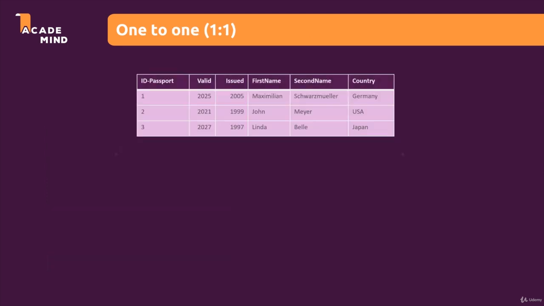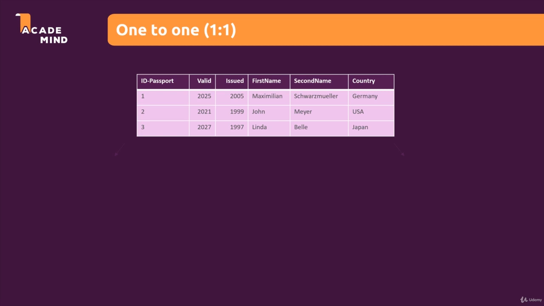For one-to-one, we can think about another table. This table right here contains passport-related information. We have the ID of the passport, again a unique ID. We have the validity, the date when it was issued, first name, second name, and the country of the person who owns this passport.